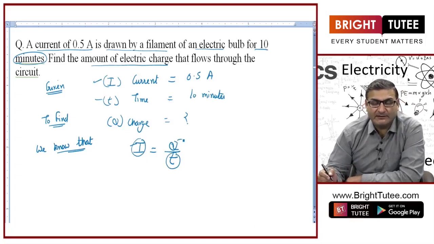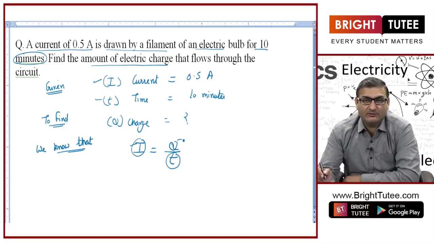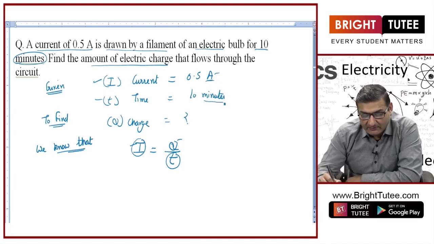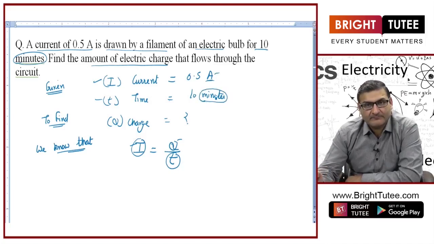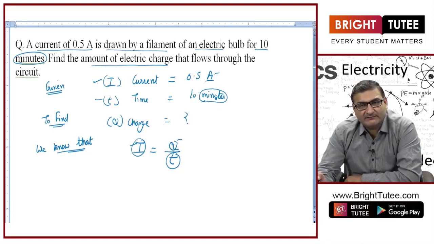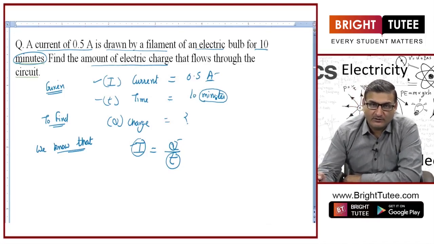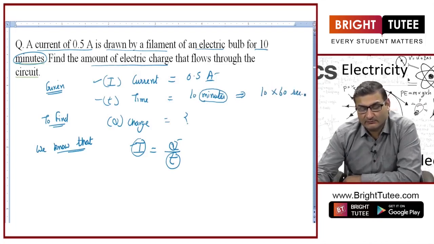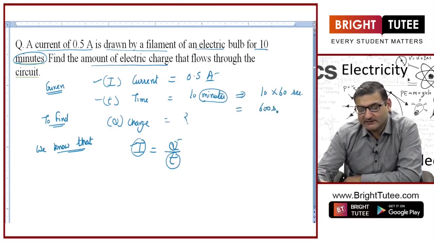But before putting the values in this formula, we always need to recheck the SI units. The current is 0.5 amperes, and ampere is fine. The value of time is 10 minutes. It is given in minutes, whereas we need to recall that the SI unit of time is seconds. So, we will be converting it into seconds. Of course, you know that we will be multiplying it by 60 to convert it into seconds. This comes out to be 600 seconds.